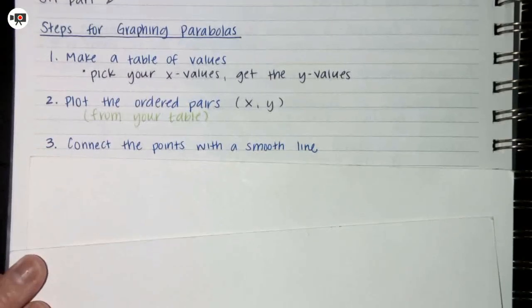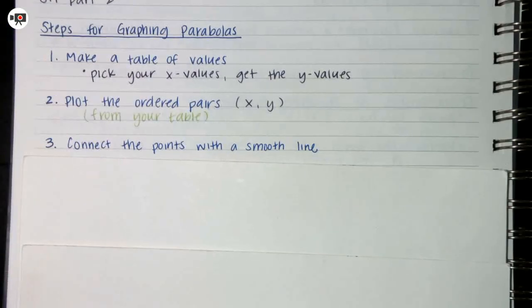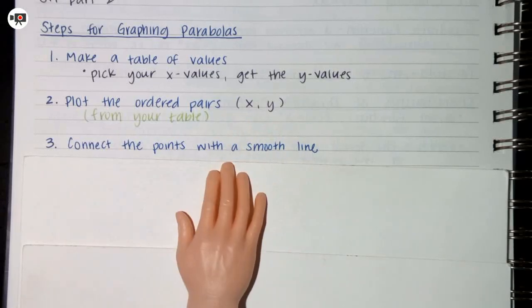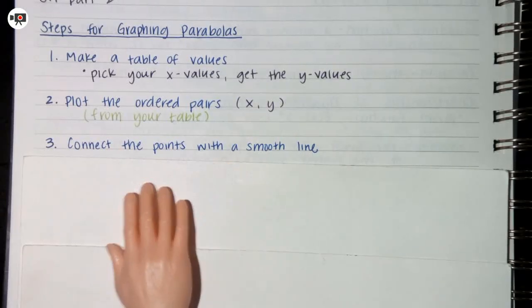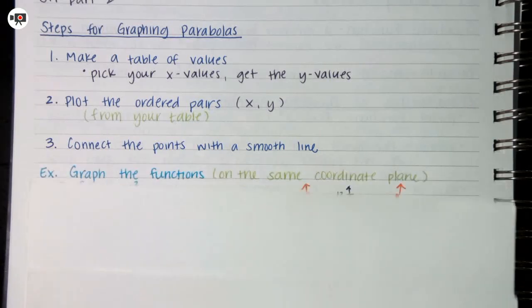So we're going to graph a couple parabolas here. And to graph them, we have a few steps. We're going to make a table of values, where I get to pick the x's and you get the y's that go for those. You plot the ordered pairs, so you put your dots down for x, y, and then you connect the points with a smooth line. Because it's a U, we are going to have a smooth line.